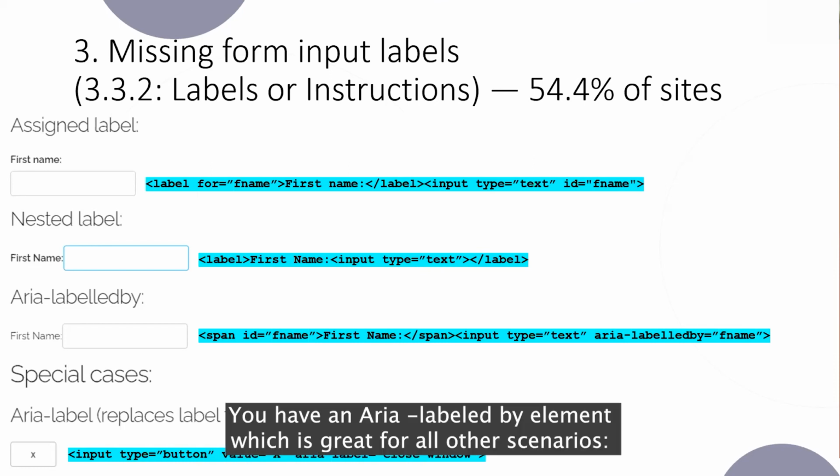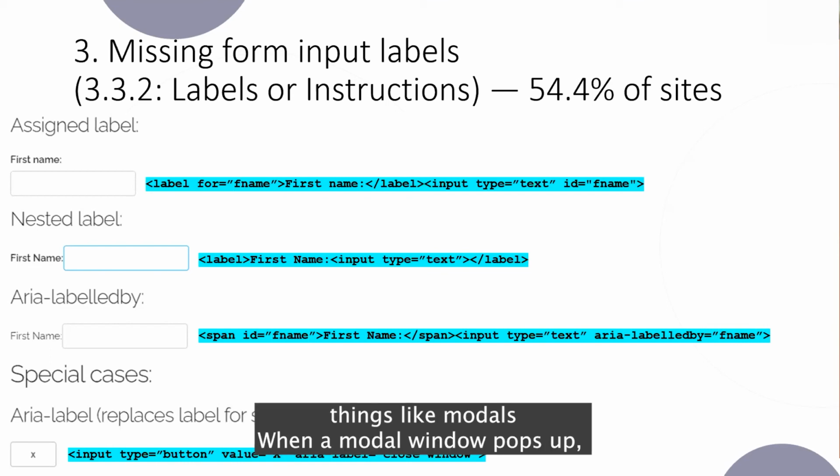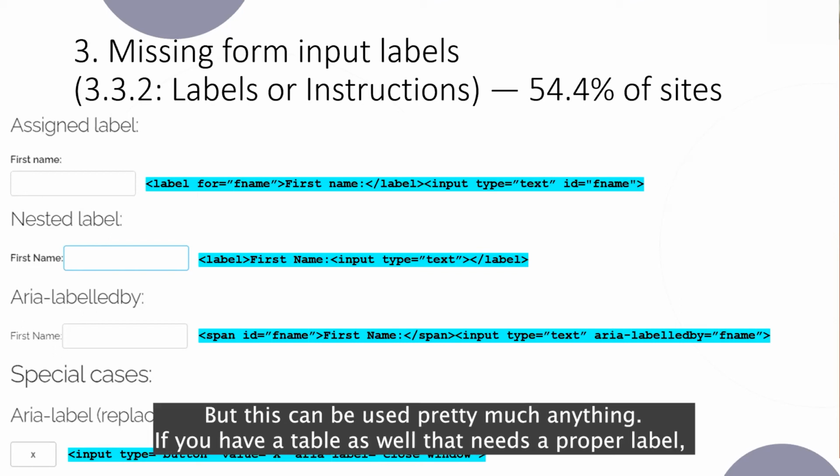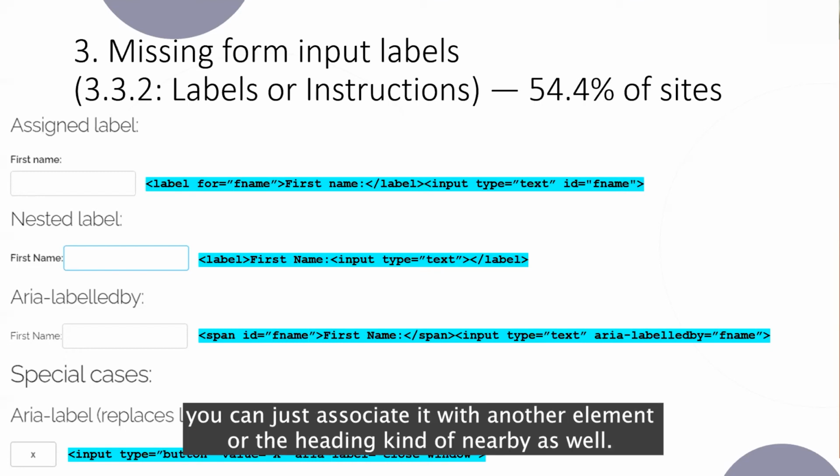You've got an aria-labelledby element, which is great for all other scenarios, things like modals. When a modal window pops up, you should have a labelledby pointing to the heading on that screen. But this can be used for pretty much anything. If you have a table that needs a proper label, you can just associate it with another element or the heading nearby as well.